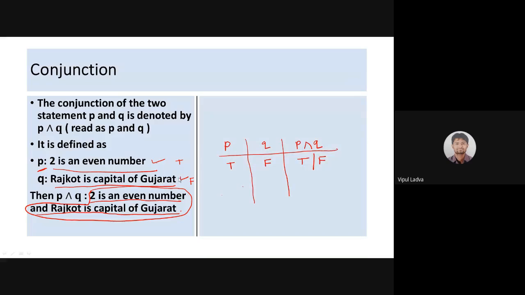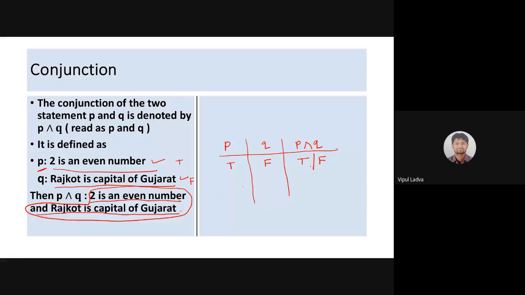We know the truth value of Q is false. Now, what will be the truth value of P and Q? P की truth value true है, Q की truth value false है. If we are focusing on P and Q, P conjunction Q, then what should we write over here? क्या लिखना चाहिए? ये true होगा, false होगा? क्या लगता है आपको? Focus on this.